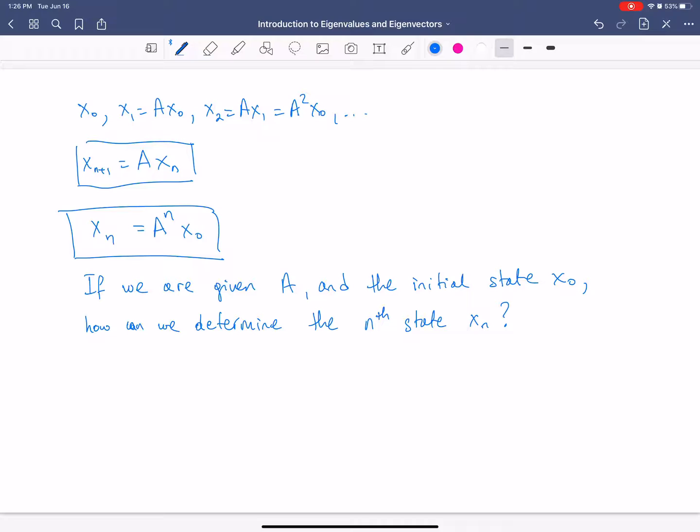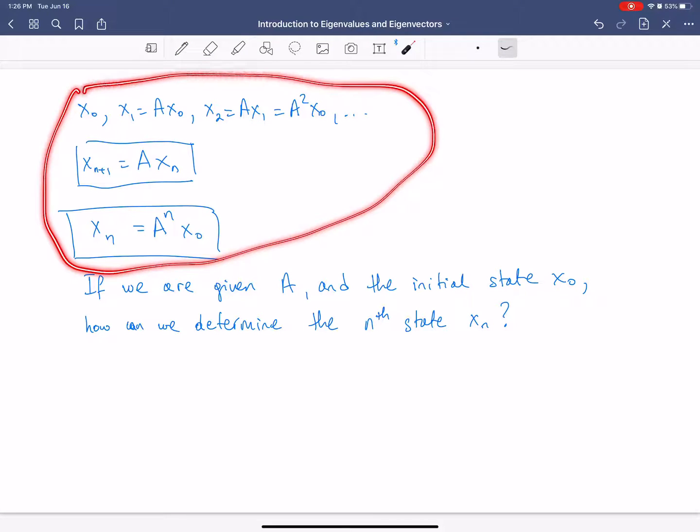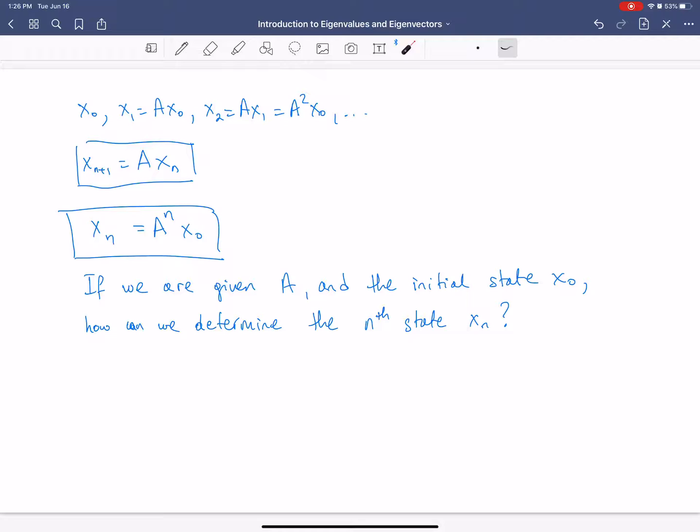Now, why are we interested in these types of states? Let me give you an example where this setup makes sense, and how we would interpret this nth state x sub n. And could we even define something like x infinity with A to the infinity? What would that even mean? So here is an example.